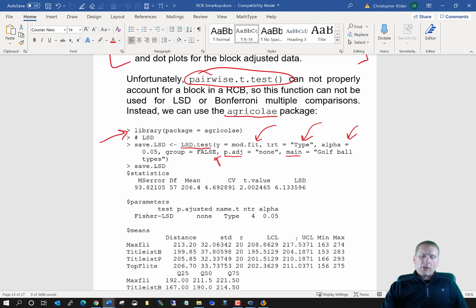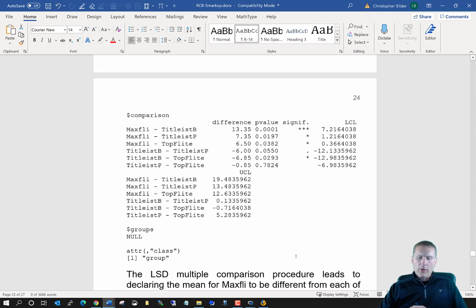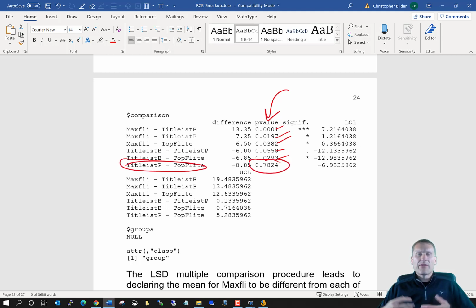Okay, so what we get, if we can skip down here, here's the really important part. Here's my p-values. So Max Fly, Titleist B, I'm comparing it to 0.05. Wow, that p-value is really small. Max Fly, Titleist P. Max Fly, Top Flight. And even Titleist B versus Titleist P, it's kind of close. Titleist B and Top Flight, that's also close to 0.05. In fact, it's a little bit less. Only Titleist P and Top Flight do we not have evidence of a difference amongst the population means.